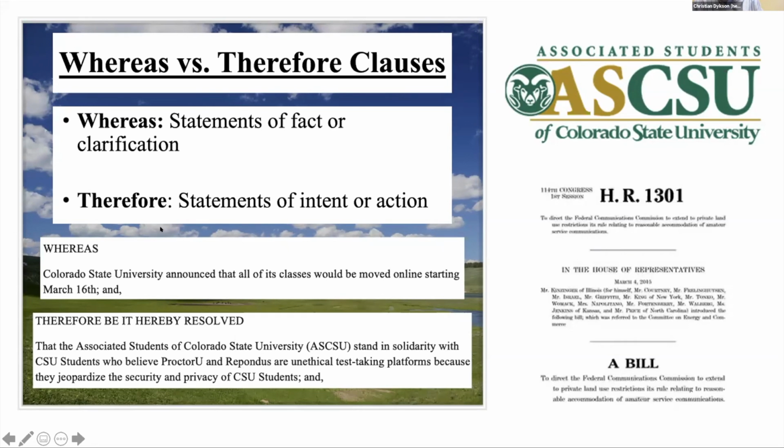So you can see here, right? This was from the student privacy resolution that we passed last year, saying Colorado State University classes all went online March 16th. That's whereas; therefore, we stand in solidarity. And this was actually a position we did take. We thought the Proctor U and Respondus were kind of unethical because it was violating the security and the privacy of CSU students. That was a position that we took as a body, and it had almost unanimous consent, that resolution. And it's still obviously in our system. So if you're ever curious about that one, let me know.